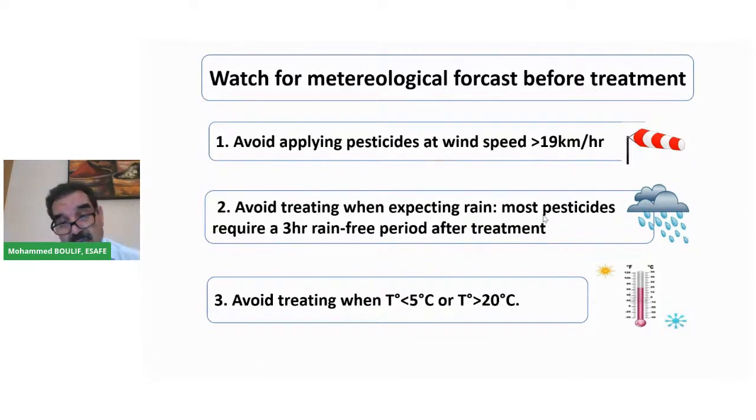You should treat before the rain is there, at least 3, 4 hours, 6 hours. That is best, of course, but the minimum time without rain is 3 hours. And also avoid treating when the temperature is below 5 degrees C or above 20 degrees C. Over here you will burn your foliage, and over here you will burn foliage again, because some formulations destroy the green tissue when it's too cold.